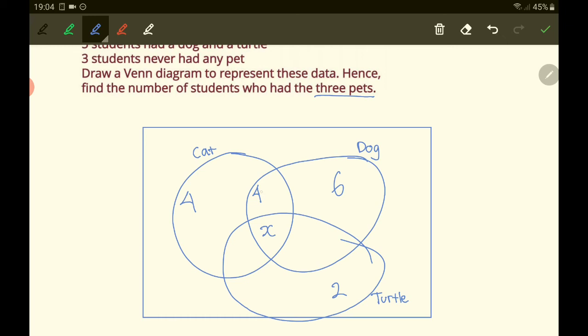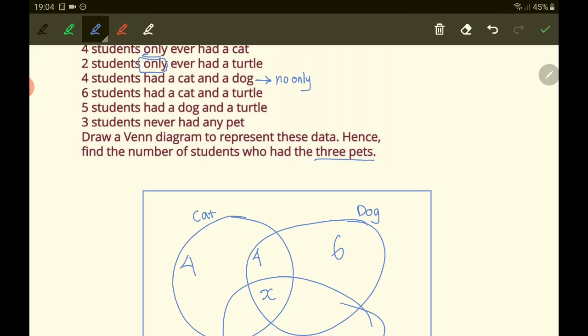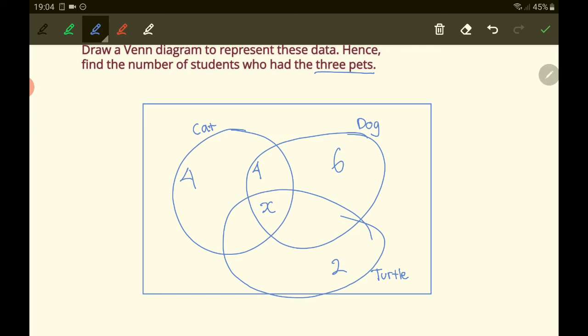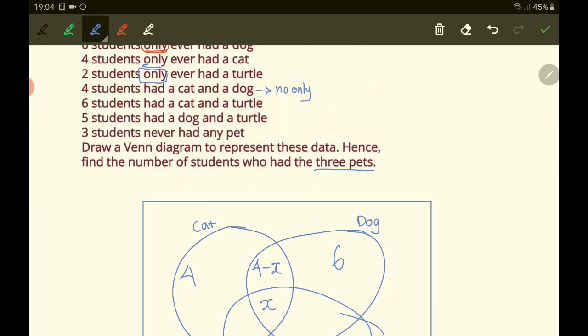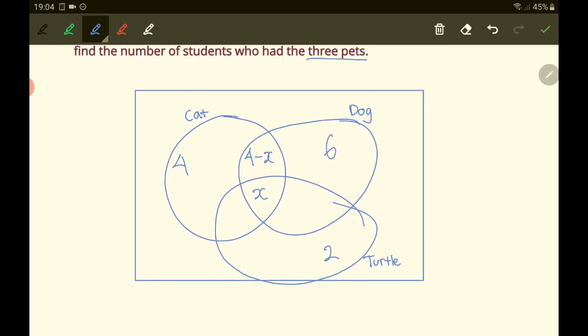So now this one, because there is no word only, no only. Yeah, so there is no word only, so the cat and dog here can be mixed with the x, so we have to minus 4 here with x. Nah, this one like this. All right, next is here 6 students had a cat and turtle, so 6 cat and turtle, cat, turtle, this one 6, and this one there is no word only also, so you minus it with x.